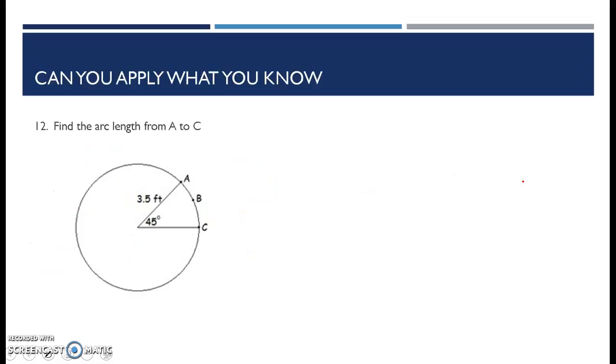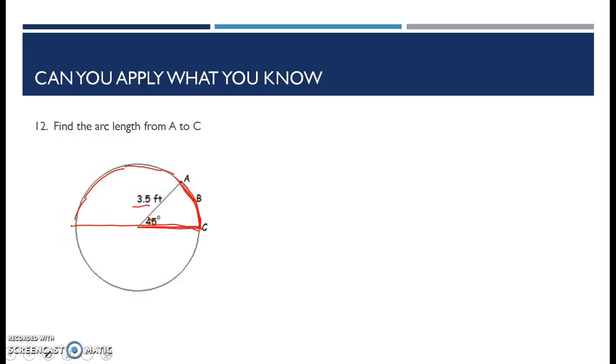All right, let's take a look at this last problem here. We're going to find the arc length from A to C, that distance. Here we have the angle, which is 45 degrees, and the radius is 3.5. But if you remember when we talked about this, the radius here is 3.5, and if we take that radius, it's going to take 3.14 of those radiuses to get halfway around the circle.